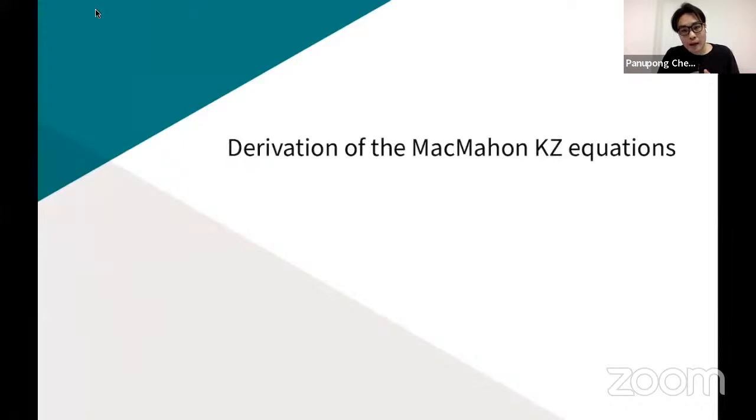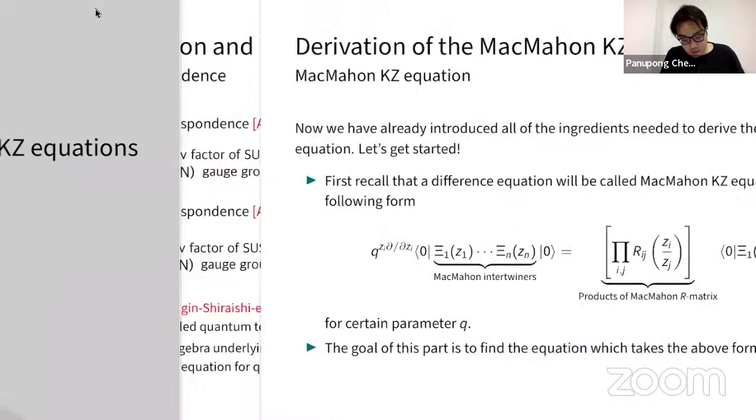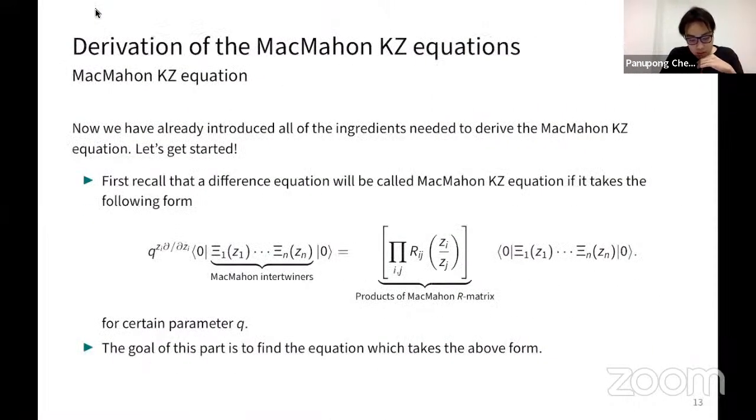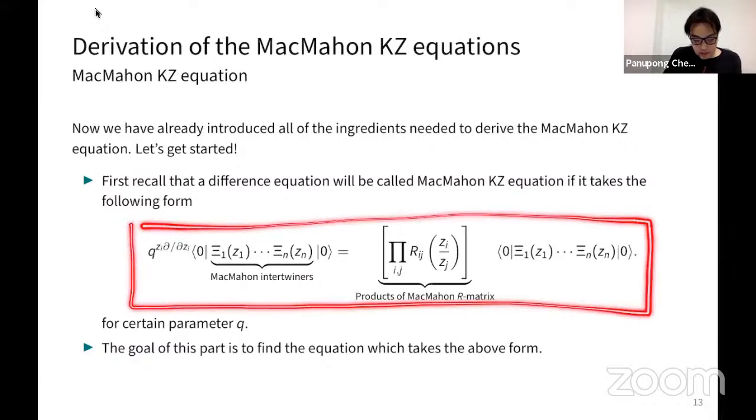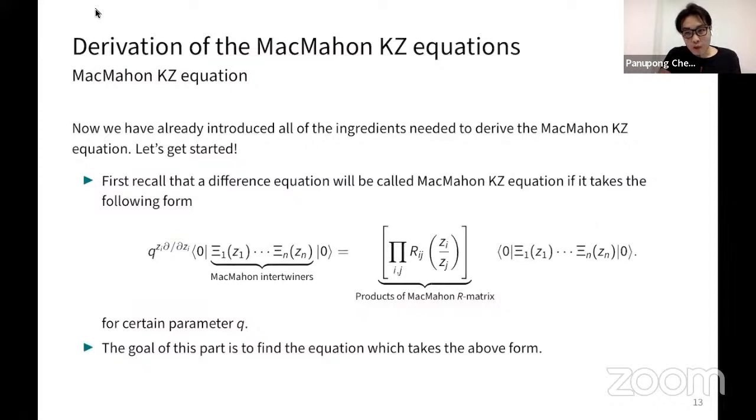Okay, so now we have already introduced all the ingredients. So let's start deriving the MacMahon q-KZ equation. First, recall that the difference equation is called the MacMahon q-KZ equation if it takes this form, as I have explained earlier. So what we want to do now is just to find the equation that takes this form.